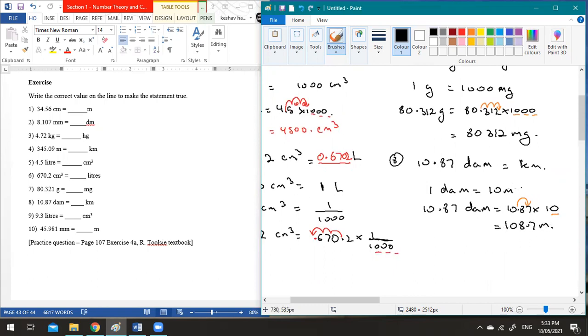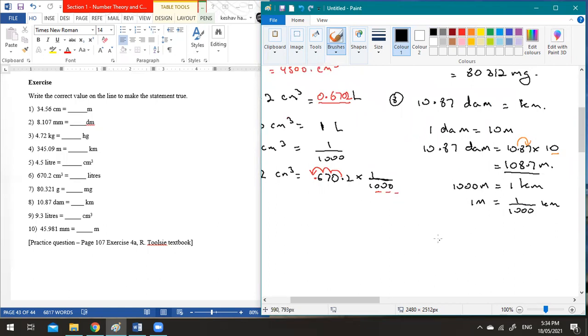I get 108.7 meters. And then we had to go from meters to kilometers, and we know 1000 meters is equal to 1 kilometer. So 1 meter is 1 over 1000 kilometers. And now we have 108.7 meters. So we'll take this and multiply it by the 1 over 1000. And this comes like a division, and we have 3 decimal places to move it, so we divide by moving to the left. So you get 0.1087 kilometers. So 10.87 decameters is equal to that.